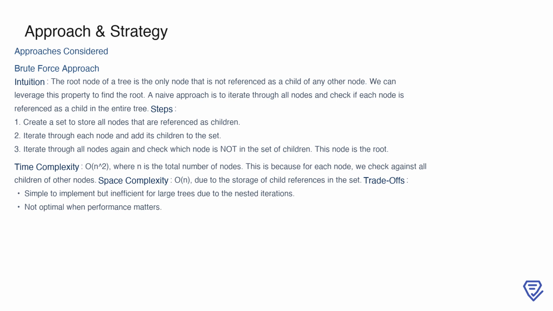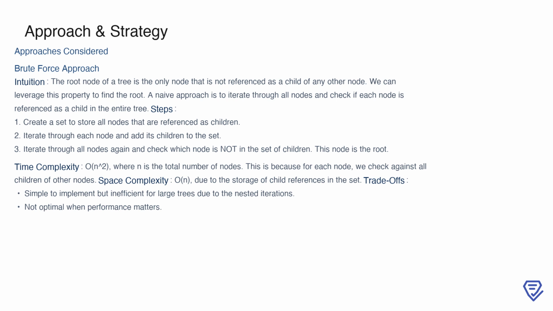The process involves 3 key steps. First, we create a set to store all the nodes that are referenced as children. Then, we iterate through each node in the tree and add its children to this set. Finally, we check all the nodes again to find the one that is not in the set of children. That node is identified as the root.